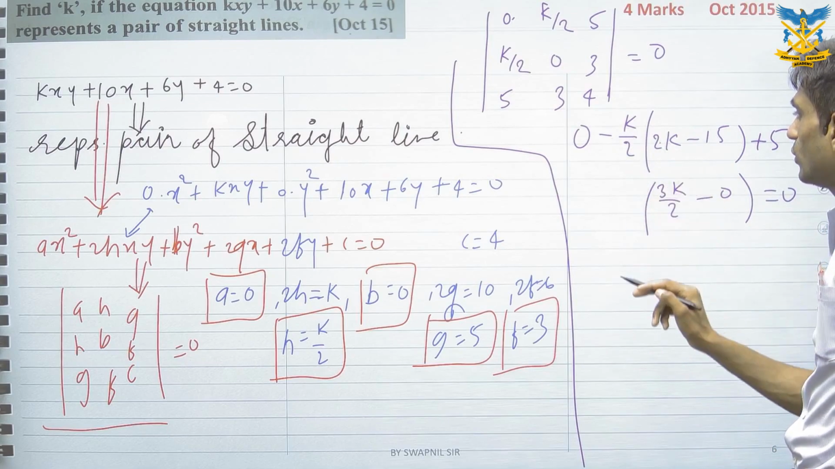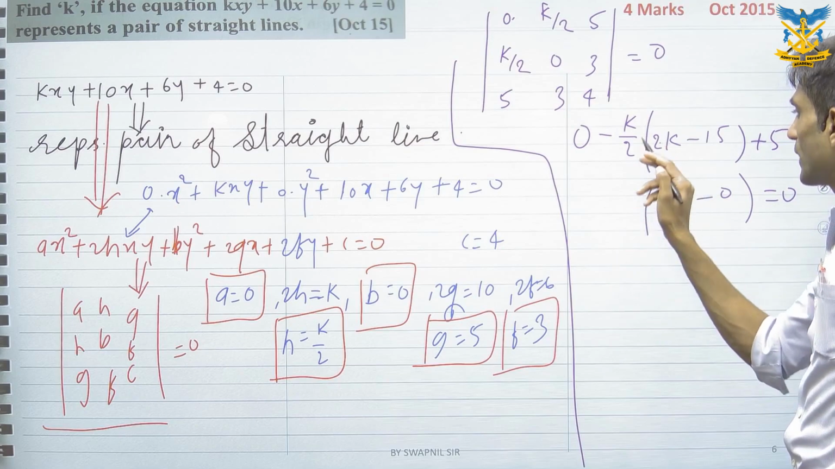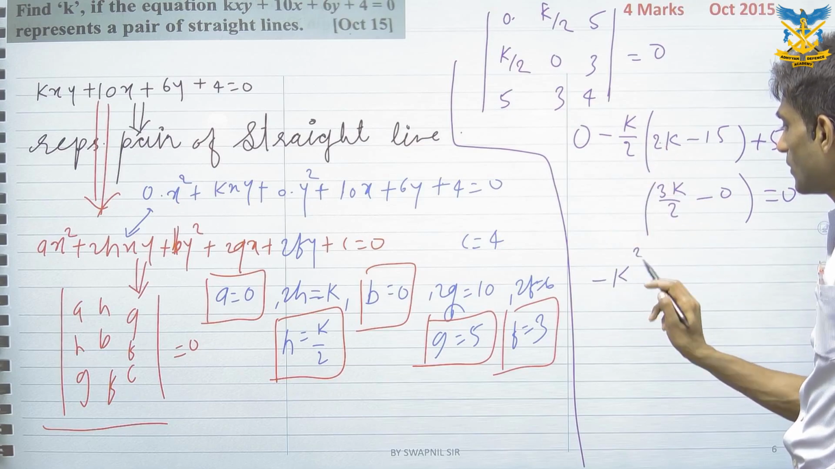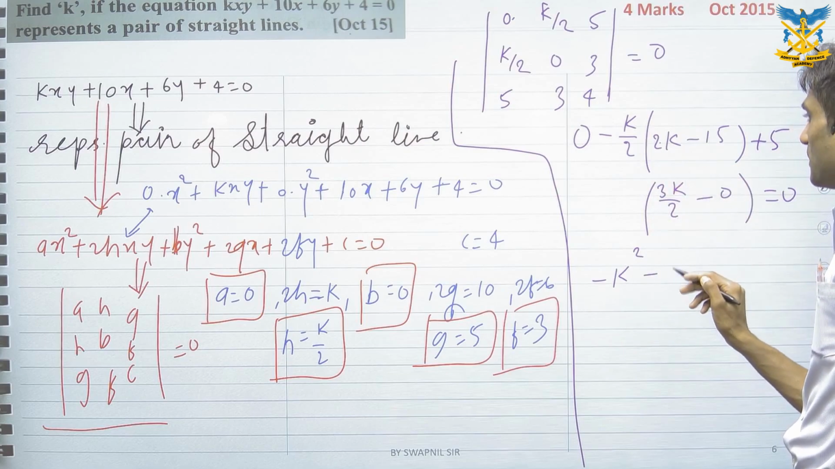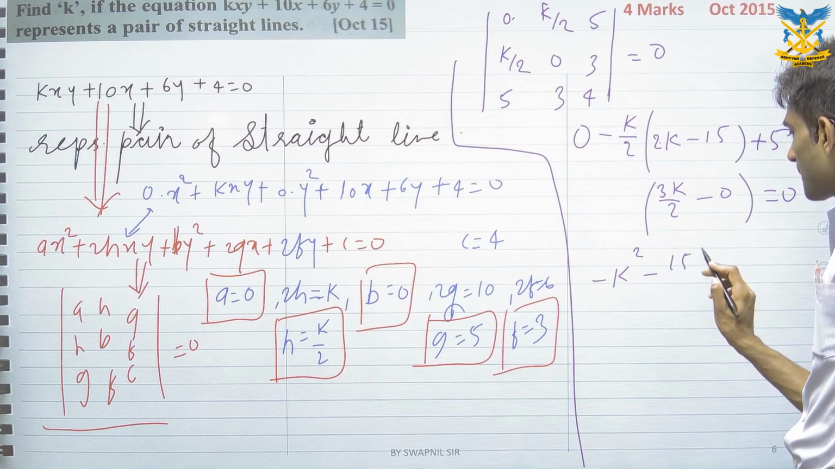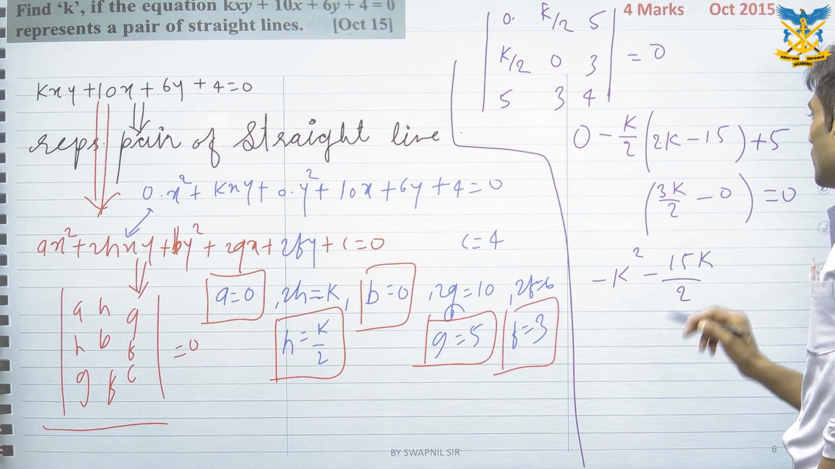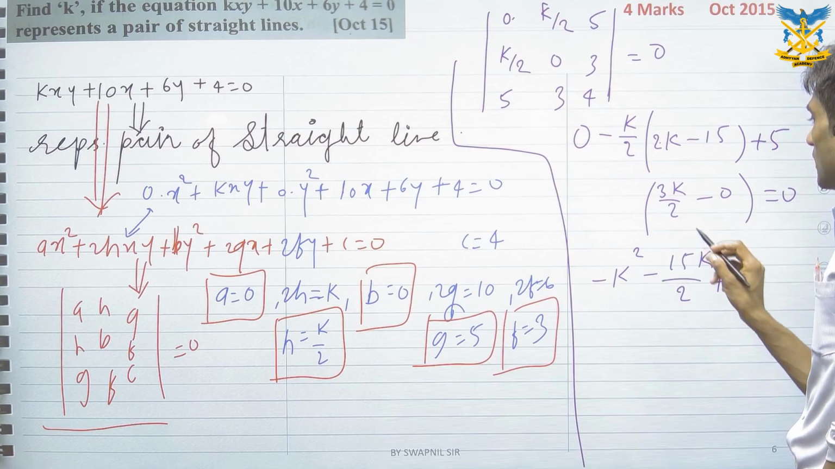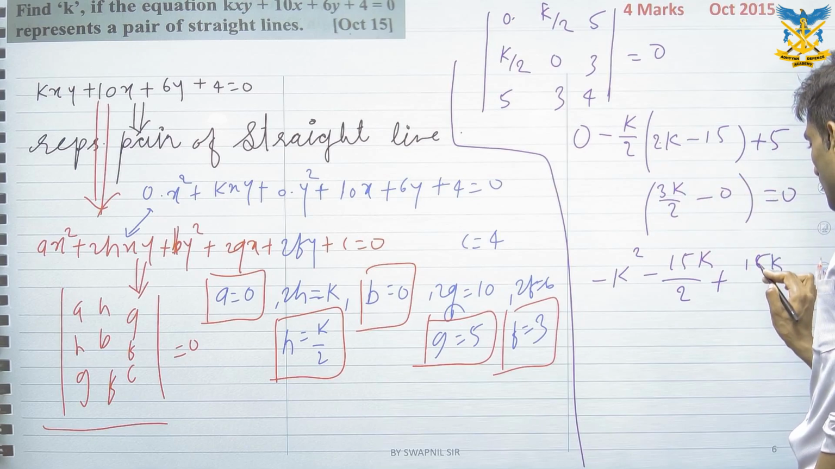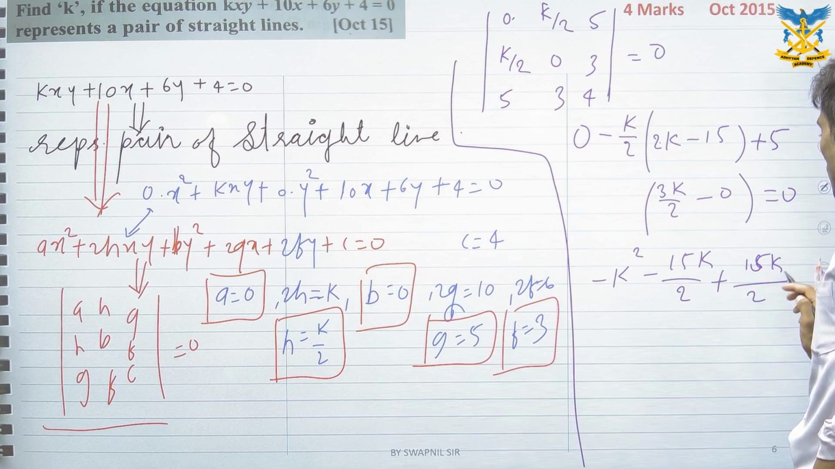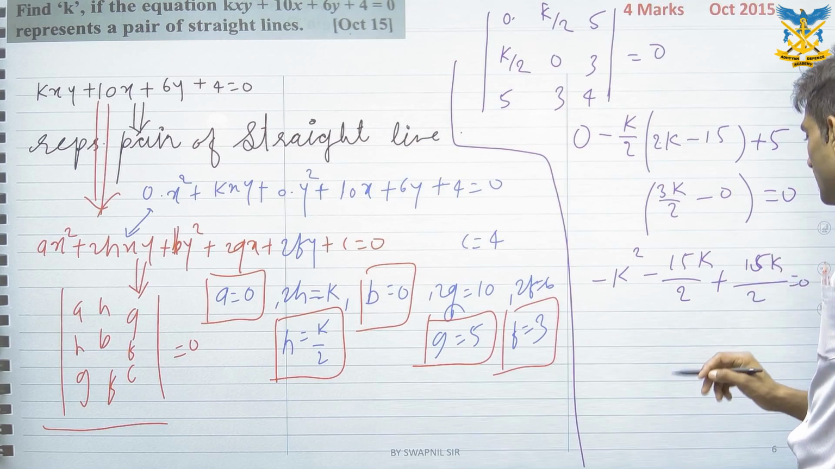Minus k by 2 into 2k. That means the 2 cancels, so minus k square remains. Minus 15 minus k by 2, that means plus 15k divided by 2. Plus multiply 5 under the bracket, so 5 threes are 15k divided by 2, which is equal to 0. Already 0, it remains as it is.